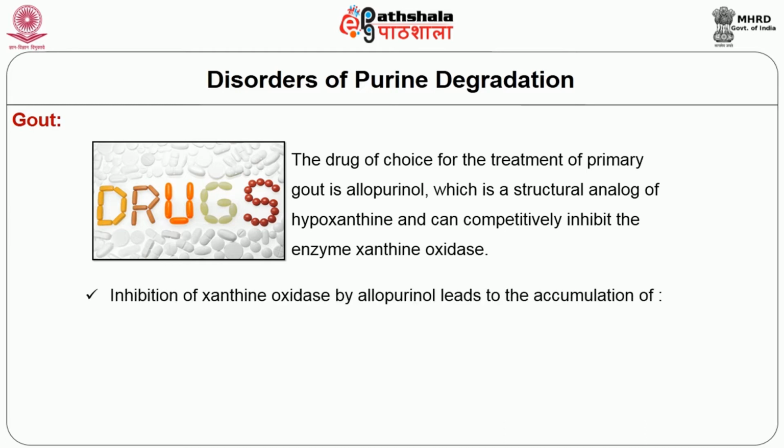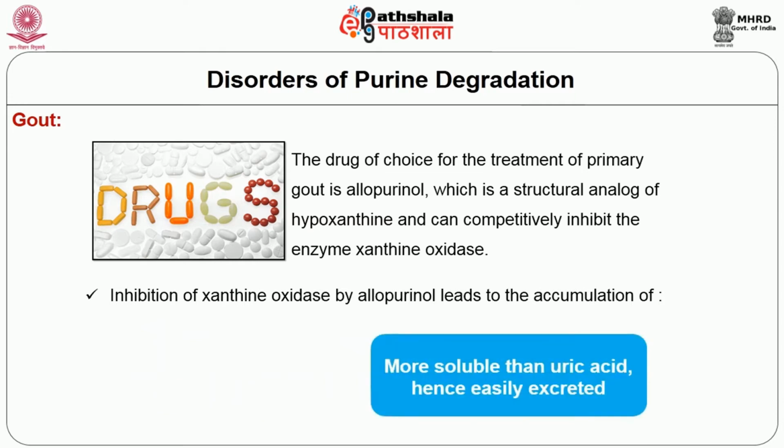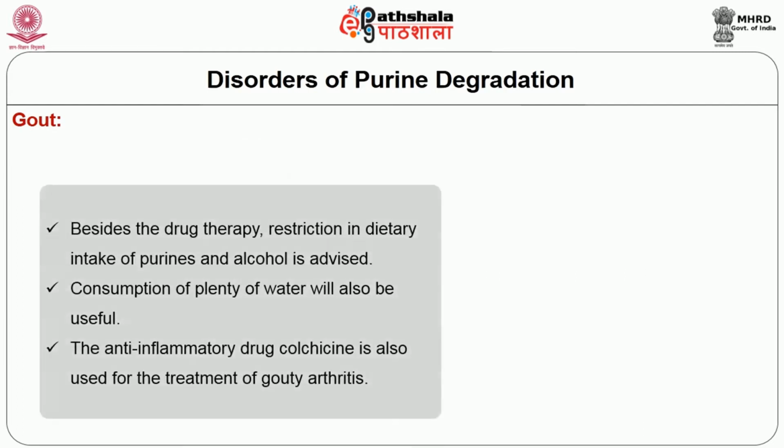Inhibition of xanthine oxidase by allopurinol leads to the accumulation of hypoxanthine and xanthine. These two compounds are more soluble than uric acid and therefore can be easily excreted, thus reducing gout attacks. Besides the drug therapy, restriction in dietary intake of purines and alcohol is also advised. Consumption of plenty of water will also be useful because it washes out the uric acid and does not allow it to deposit. The anti-inflammatory drug colchicine is also used for treatment of gouty arthritis.